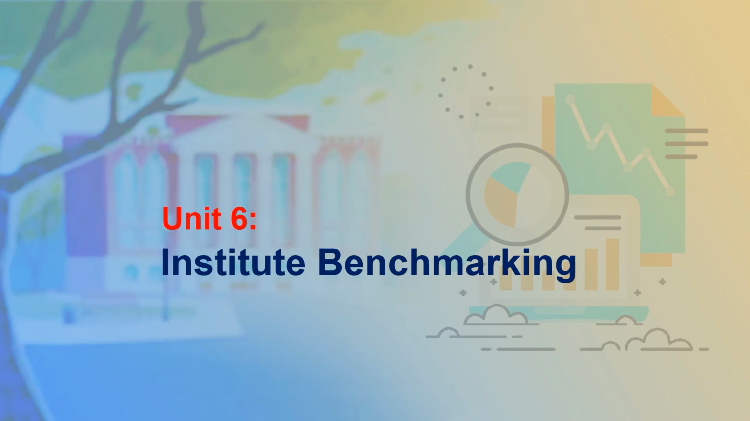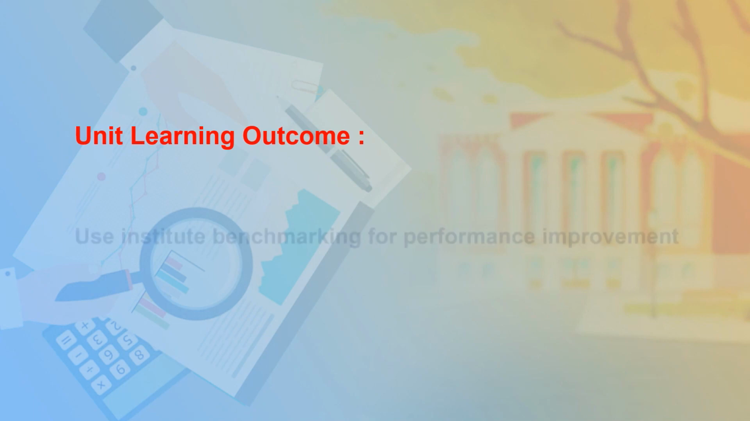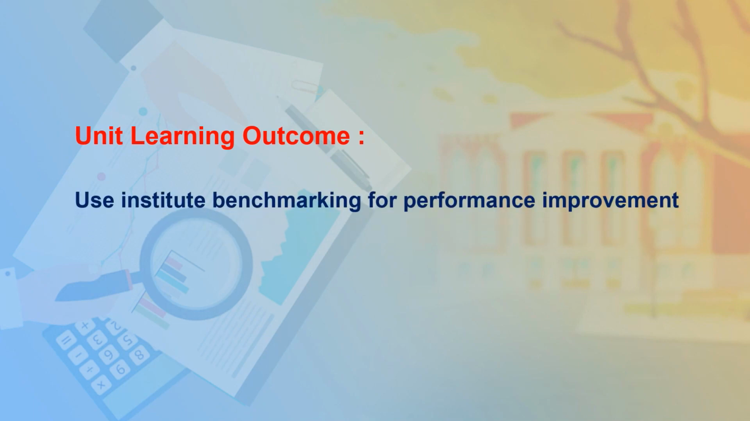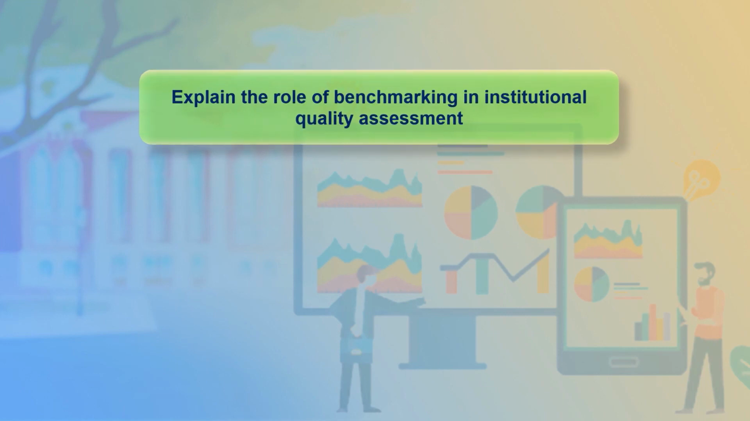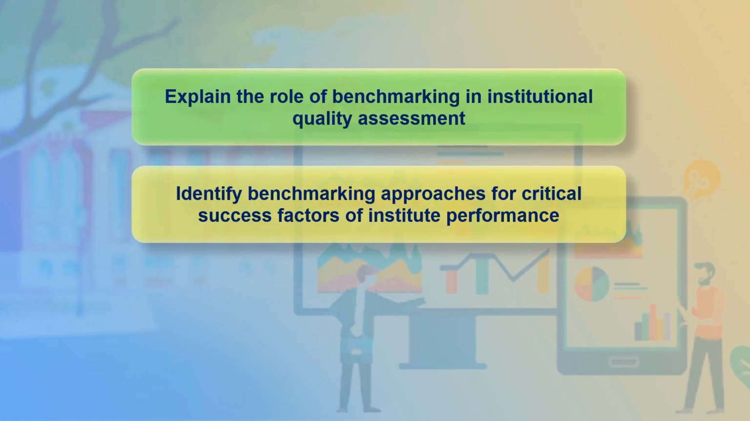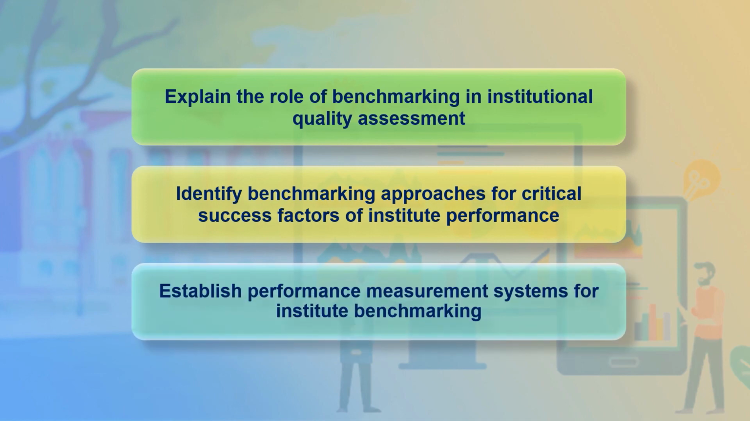Two consecutive videos will be there, and the unit learning outcome is, after attending the video sessions and consulting related e-content and assessment, we will be able to use institute benchmarking for performance improvement. In order to achieve this outcome, one must be able to explain the role of benchmarking in institutional quality assessment, must also be able to identify benchmarking approaches for critical success factors of institute performance, and must be able to establish performance measurement systems for institute benchmarking.